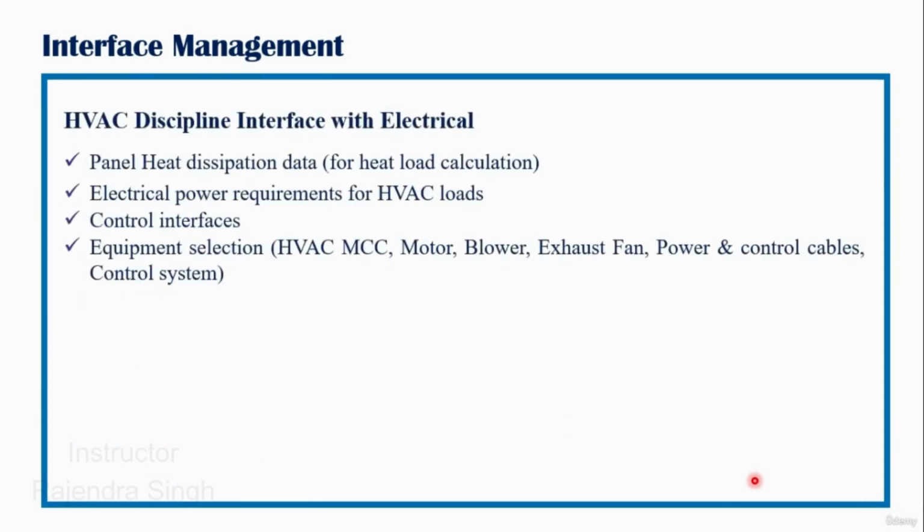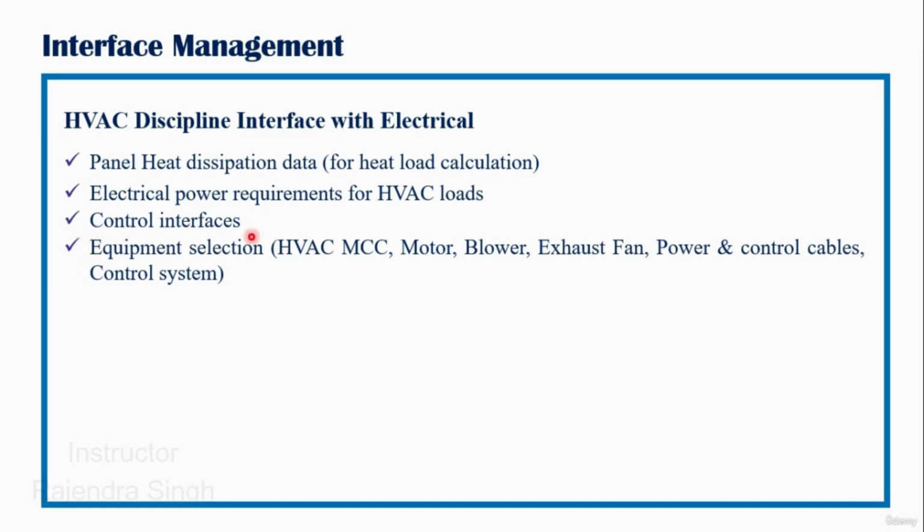For HVAC, the panel heat dissipation data has to be provided for heat load calculation. The electrical power requirement for HVAC load, redundant power requirement or single load requirement, has to be provided. So that has to be mutually aligned and agreed with the HVAC discipline at the start of the project.